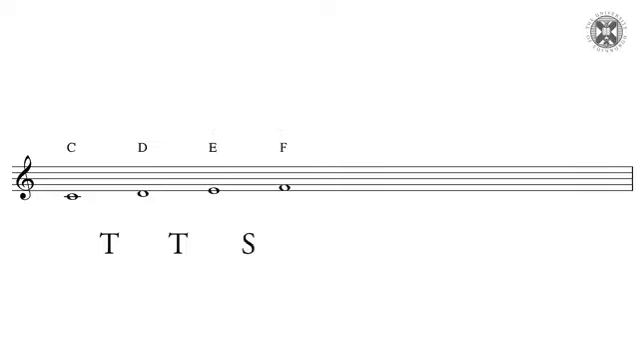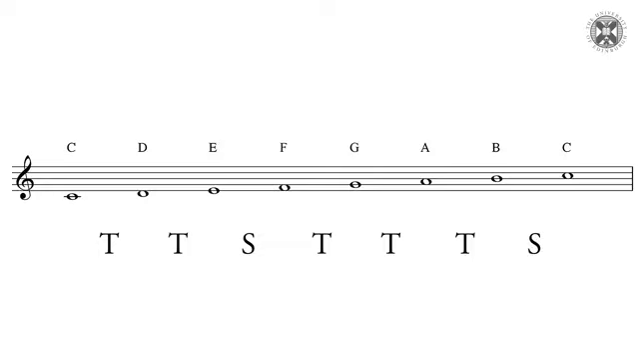F to G, a tone. G to A, a tone. A to B, a tone, and again B to C, a semitone. There's no black note in between. So that gives us a pattern of tone, tone, semitone, tone, tone, tone, semitone. So this pattern of 2 tones and then a semitone, then 3 more tones and then a final semitone is what makes the scale sound the way it does.